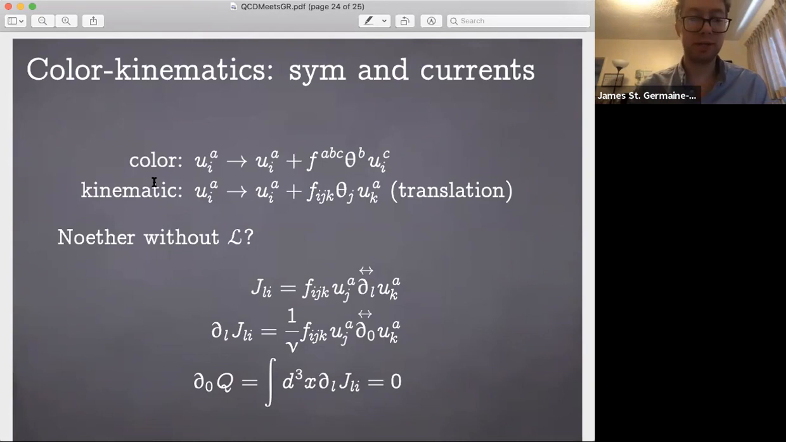And so for the kinematic current, you guess something that looks like this, and you find that it's conserved, or divergenceless up to time derivative pieces. And this allows you to find essentially the dissipation rate of total kinematic charge. And this total kinematic charge should be conserved just by Stokes' theorem. So you can make some progress with symmetries and currents, even though you don't necessarily have a Lagrangian.